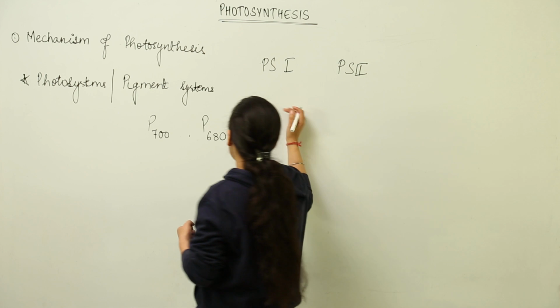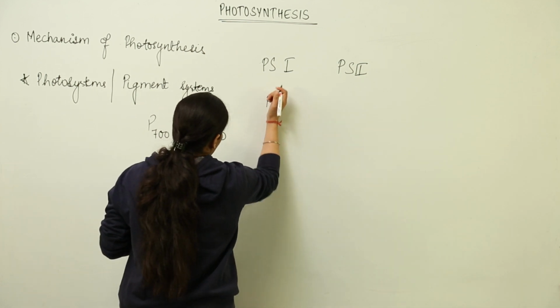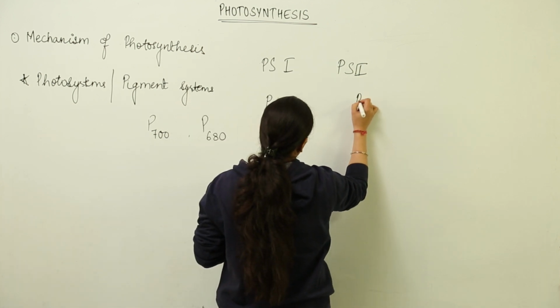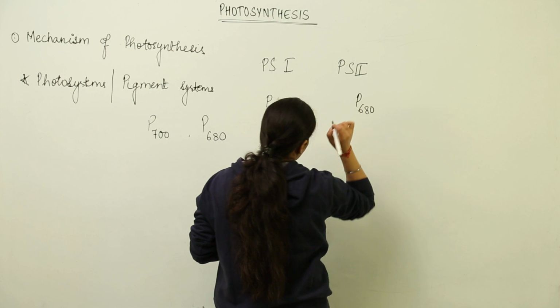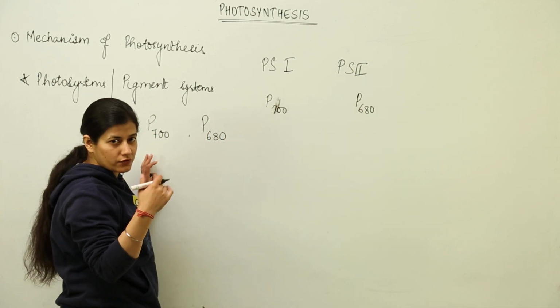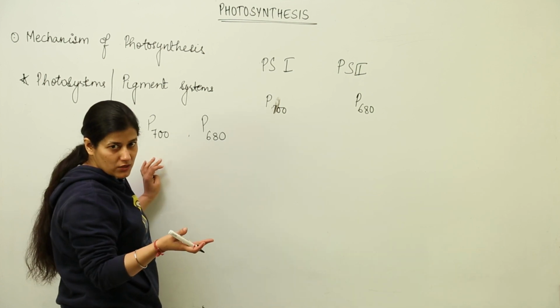The PS1 has the reaction center, that is P700, and the PS2 has the reaction center, that is P680. Now you remember what was the purpose of reaction center? It was for excitation of the electrons, and it had accessory pigments along with it.